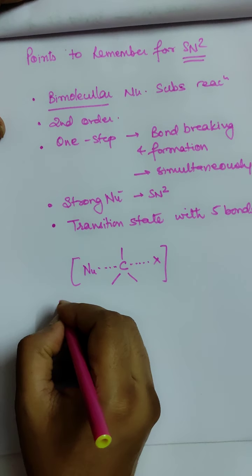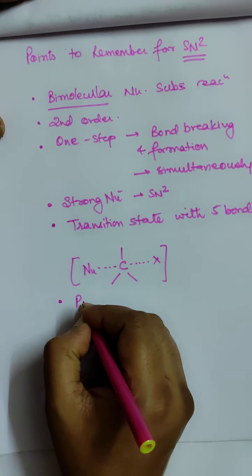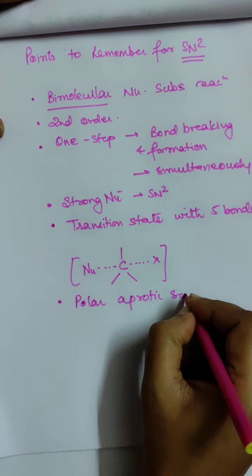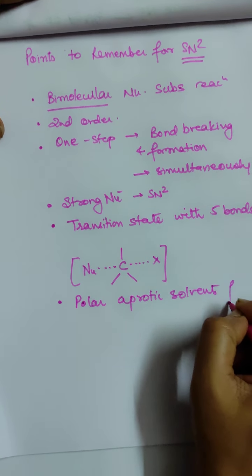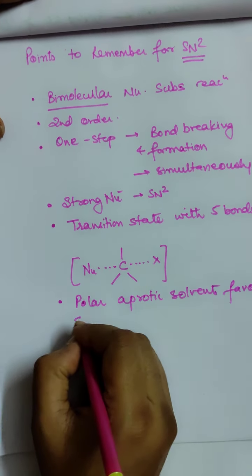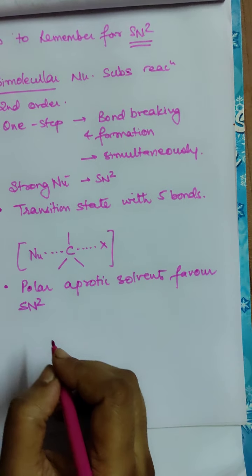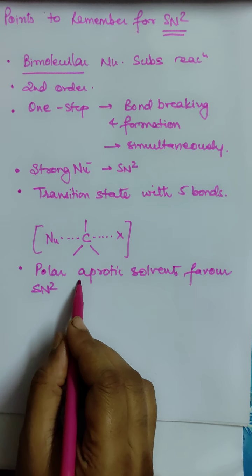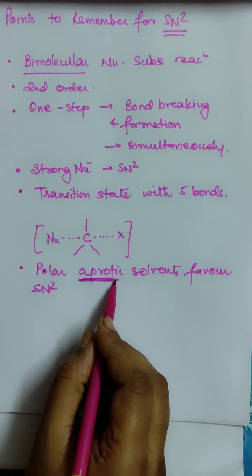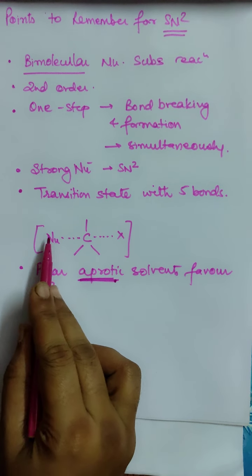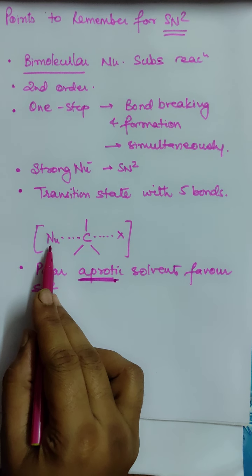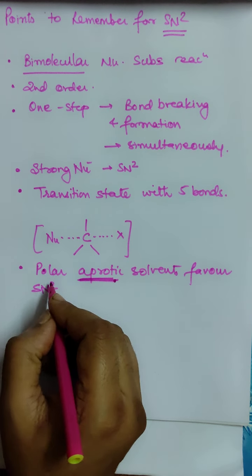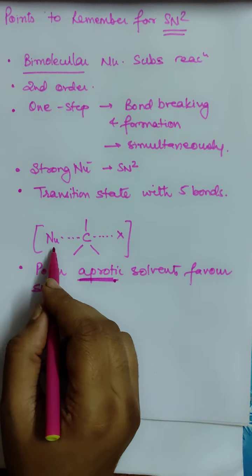Okay, then polar aprotic solvents favor the SN2 mechanism. Now what is the meaning of polar aprotic solvents favoring SN2 mechanism? These aprotic solvents are not going to release hydrogen, so they do not interact with the nucleophile. They do not form any kind of weak interaction around the nucleophile and do not decrease its nucleophilicity, hence the nucleophile remains a strong nucleophile.